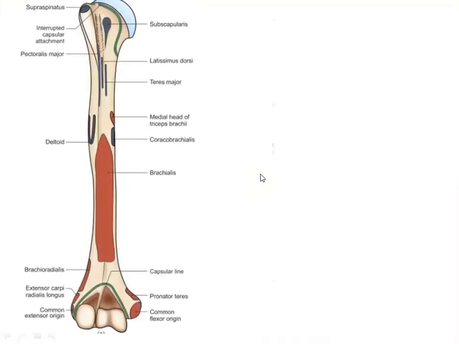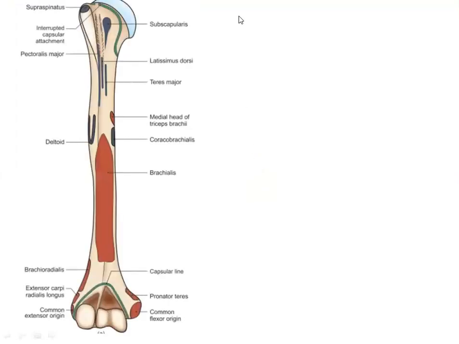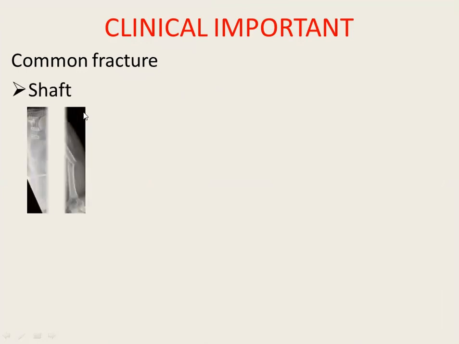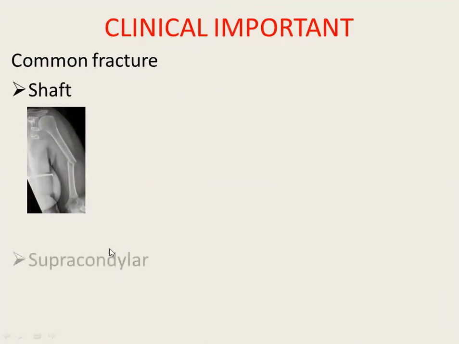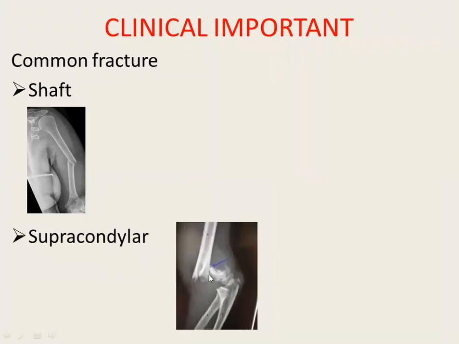Then we will see the clinical importance. First one is the common fractures. There is a shaft fracture. Here you can see the shaft fracture. Then supracondylar fracture. Here you can see the supracondylar fracture.